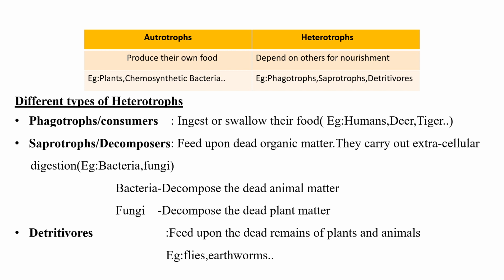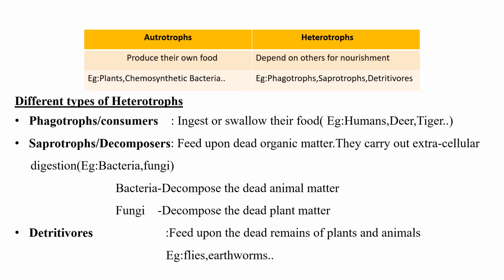Heterotrophs are organisms that depend on other organisms for their nourishment. As we said earlier, the heterotrophs can be divided into three categories: phagotrophs, saprotrophs, and detritivores. We'll consider each one separately now. First is the phagotrophs, or consumers. They are organisms who ingest or swallow their food. For example, humans. They are called consumers because organisms like humans, tigers, lions, etc., depend on other plants and animals for their nutrition.